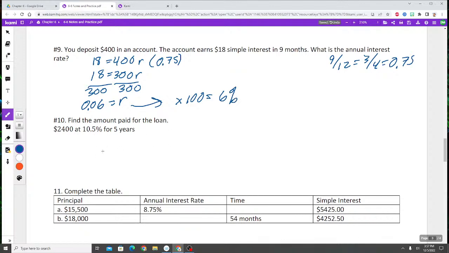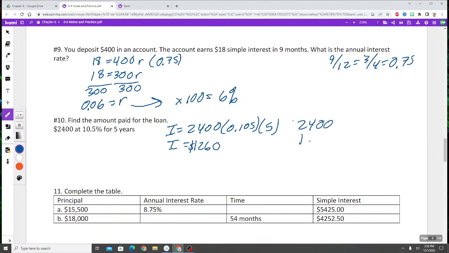Find the amount paid on the loan. We've got $2,400, 10% for 5 years. The interest on that loan is going to be $1,260, and so then the actual balance of the loan is $2,400 plus $1,260, and so that's a total of $3,660.